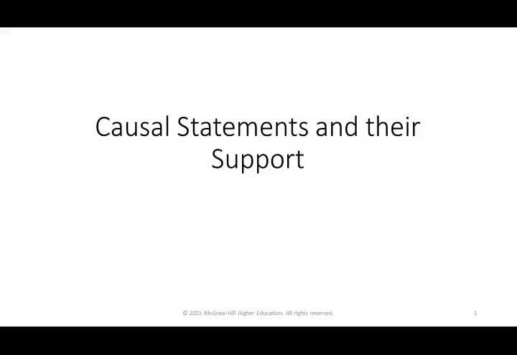How can we know that? How can I tell you for sure that it's not the changing of the temperature that causes the leaves to change color and fall? How can I know that for sure, that that causal statement is false or that another causal statement is true? That's what we're here to look at today.